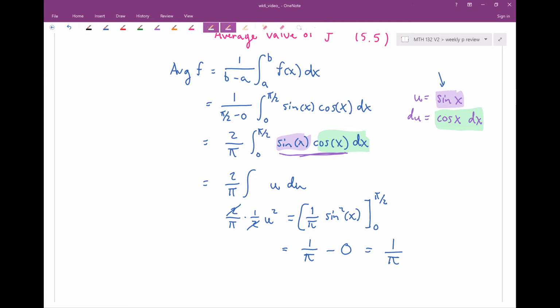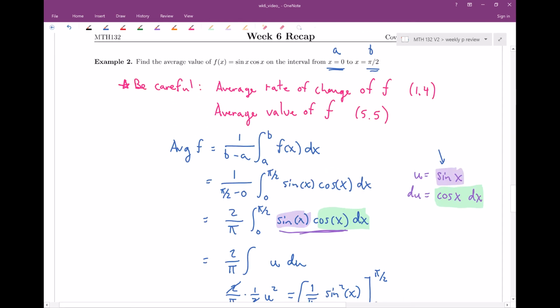So again, this is a nice problem because it's combining together a couple of ideas. We had to use U-substitution in order to solve this, and it was an average value of a function. So this kind of covers 4.5, the U-substitution, along with average value of a function, which was 5.5.